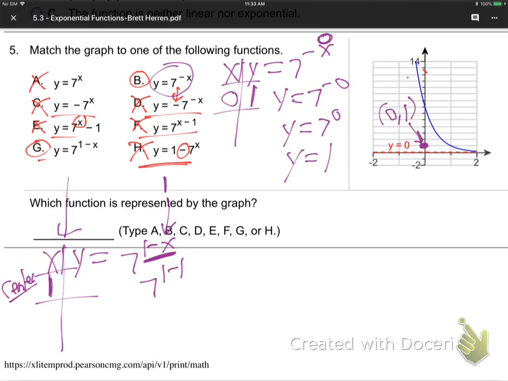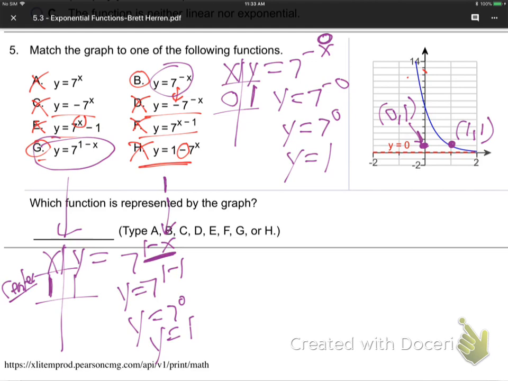I'm going to get 7 to the 1 minus 1, 7 to the 0, which is 1. So (1, 1). If this is really the graph, then (1, 1) better be on that graph. Is it? There it is. Perfect. (1, 1) is a point the blue graph goes through. Yeah, G is the right answer.